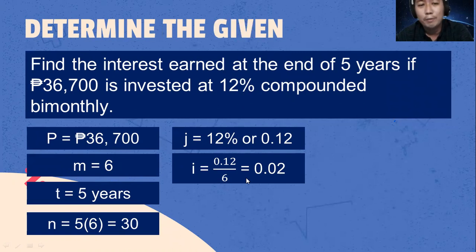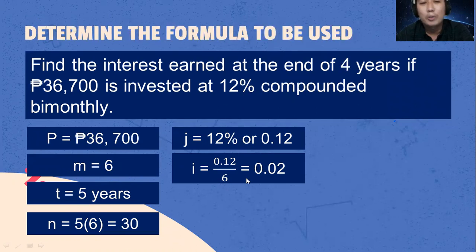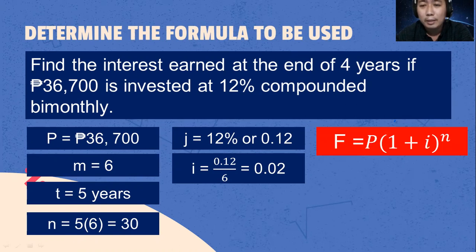And we are going to look first for the maturity value. Find the interest earned. We are going to determine the formula to be used. The first formula, because we are looking for the final value or the maturity value, is maturity value F equal to the principal amount multiplied by the quantity of 1 plus i raised to n.